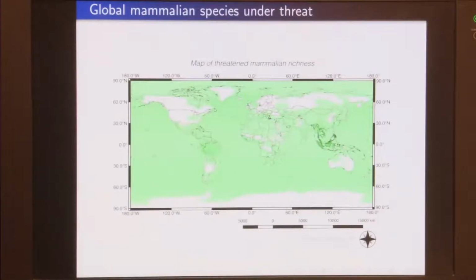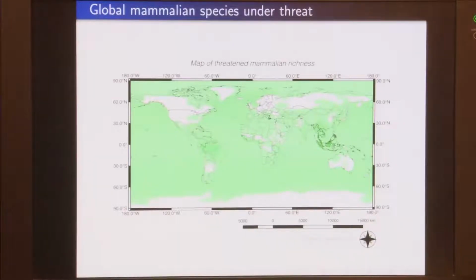Now, we can even modify these maps. We do not just need how many mammals are there, we want to see how many threatened mammals are there in each area. So, essentially in this map we have modified our mammalian richness by adding another concept, and that is the level of threat. Whether the mammals found in these areas are vulnerable, critically endangered, endangered, extinct in the wild, and so on.